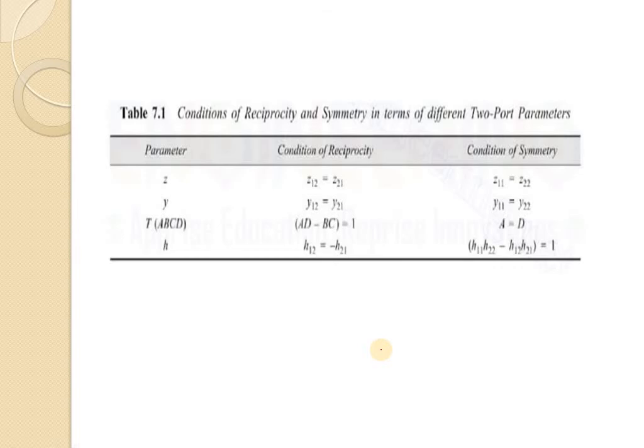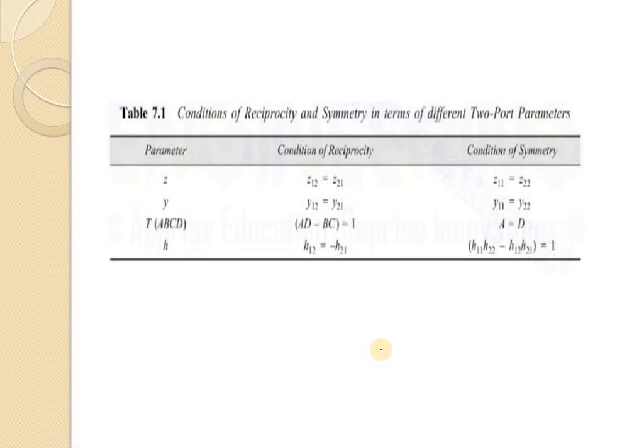So in short, we are making a summary of these relations for condition of symmetry and reciprocity. For Z parameter, it is Z12 equals to Z21, and for symmetry, it is Z11 equals to Z22. And for Y parameters, Y12 equals to Y21 and Y11 equals to Y22.